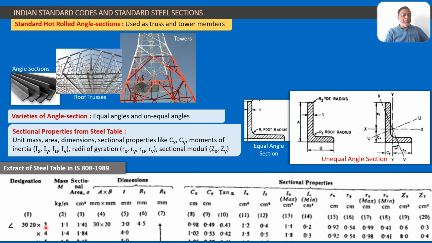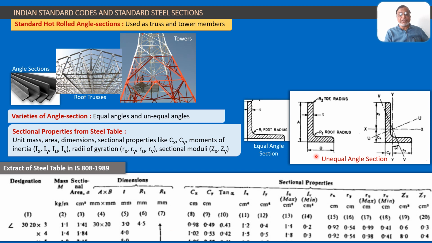You are having three numbers. 30 is one side, that is A, 20 is the other side, that is B, and 3 mm is the thickness. The thickness of both the legs is equal. So you get dimensions as A and B, 30, 20, 3. Then R1 and R2 are the radii of curvatures.